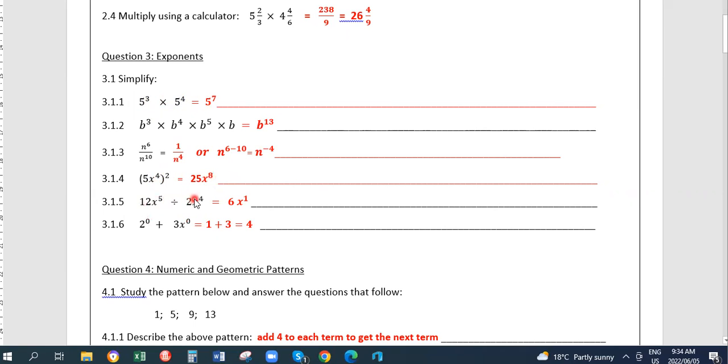Now we are dividing. If we're dividing, the law for exponents is subtract. 12 divided by 2 is 6. Your normal integer values will work with normal division. Here we subtract 5 minus 4. 5 minus 4 is 1.